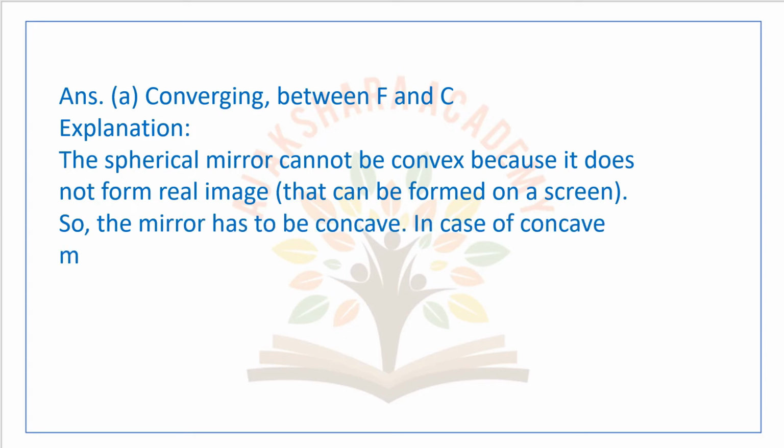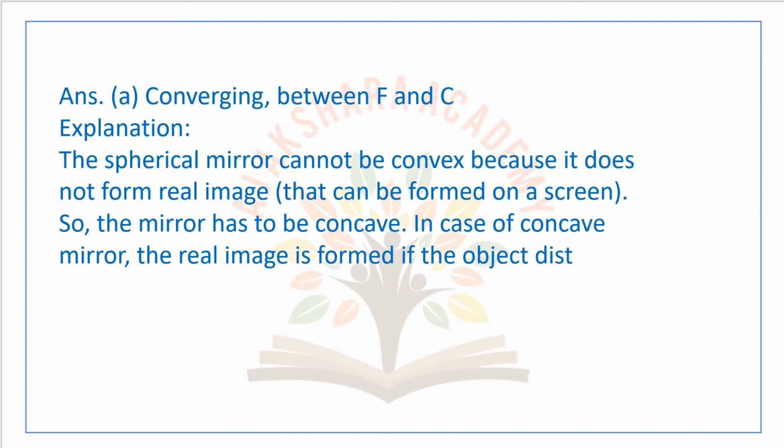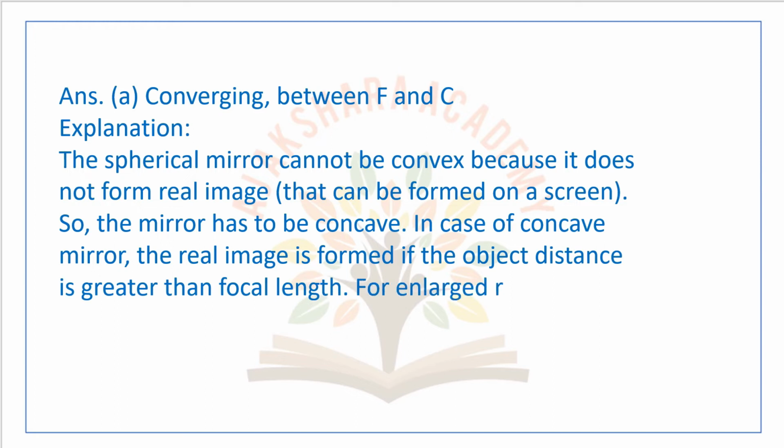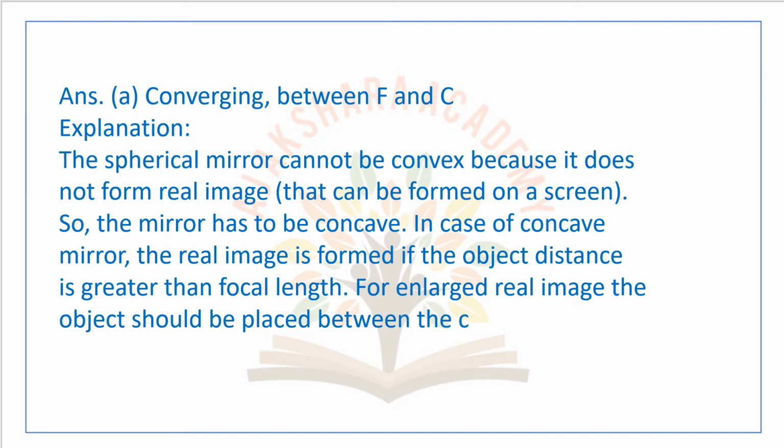So the mirror has to be concave. In the case of a concave mirror, the real image is formed. So the object distance is greater than the focal length. For an enlarged real image, the object should be placed between the center and focus of the mirror. So the answer is, it is converging, between F and C.